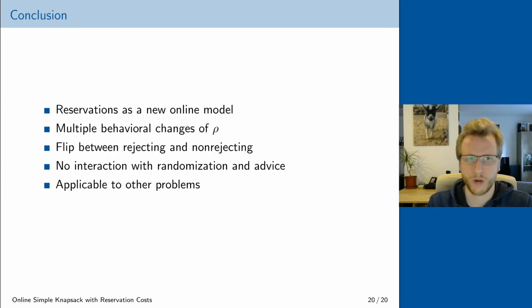All right. So to wrap up the talk, I'm going to give you a conclusion. And first of all, we have seen this new model of reservations. And the interesting thing about it is that depending on our competitive ratio, we have different behaviors of the growth of the competitive ratio. We have these three non-differentiable points with different function types in between there, linear and non-linear functions in there, and even a constant function. And we have this flip between having to reject items and not having to reject items anymore, for which we're not exactly sure why it's happening at a specific point.